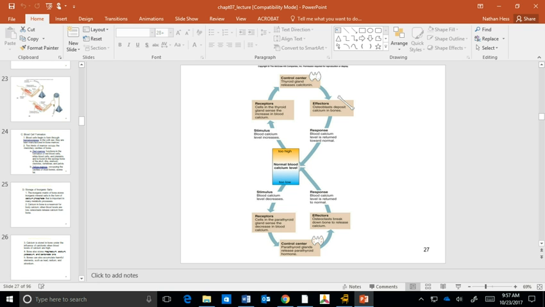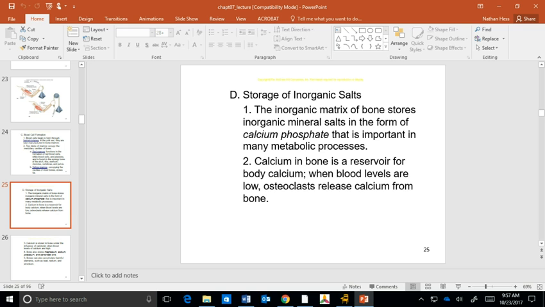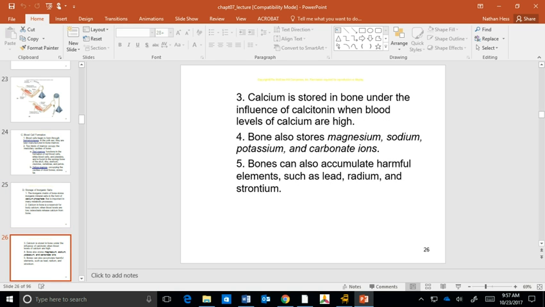Again, all these are up on Schoology, so I think I was here and actually got to the next piece. All right? We just talked about this, the calcitonin. What else does the bone store? Magnesium, sodium, potassium, carbonate ions. This was the answer to question 12, thank you, that we just talked about when we went through your questions.